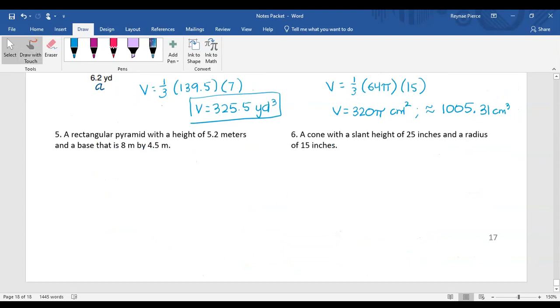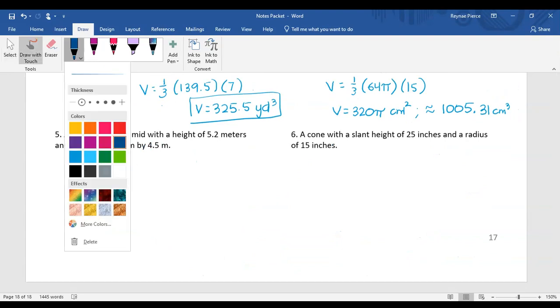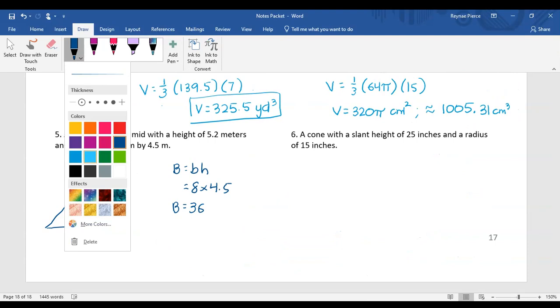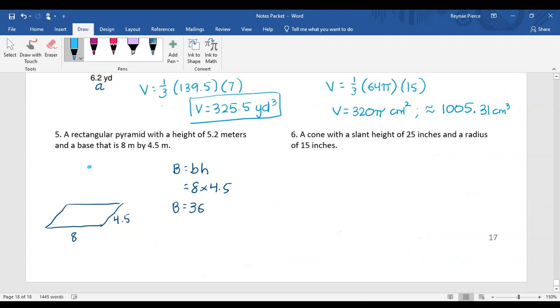These last two, we're just going to have to draw a picture. No big deal. We have a rectangular pyramid, which means our base is a rectangle. The base is 8 by 4.5. That helps us find the area of the base. 8 times 4.5 is 36. It also tells us the pyramid has a height of 5.2 meters.